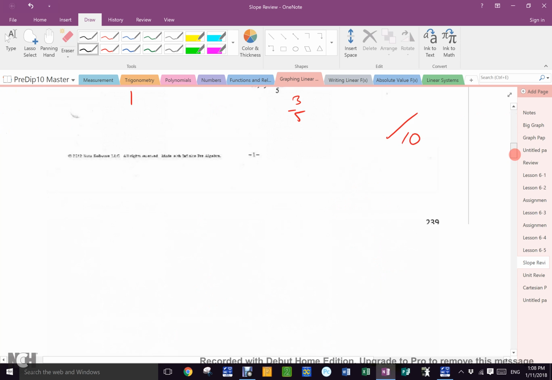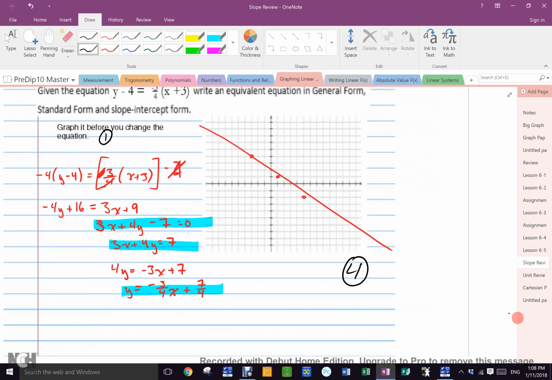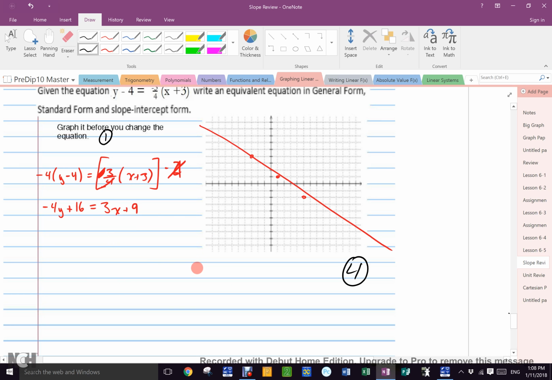Now, I heard Lauren ask a question. Are you okay to hear, Lauren? Okay. I need everything to be on one side to be general form, yes? So I'm going to bring that negative 4y over here. What will it become?